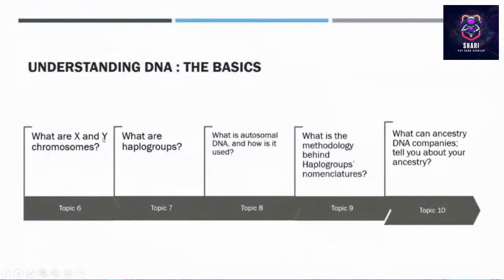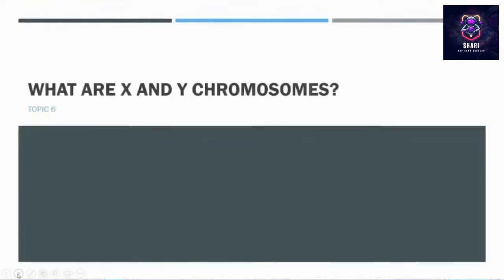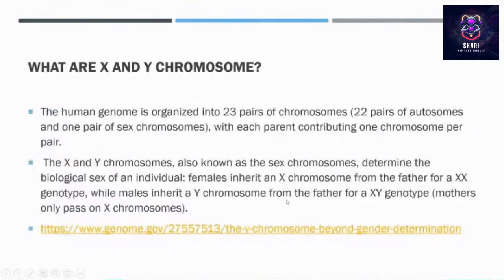What are X and Y chromosomes? All right, topic number 6. Let's dive in. So the human genome is organized into 23 pairs of chromosomes, 22 pairs of autosomes and 1 pair of sex chromosomes, with each parent contributing 1 chromosome per pair.